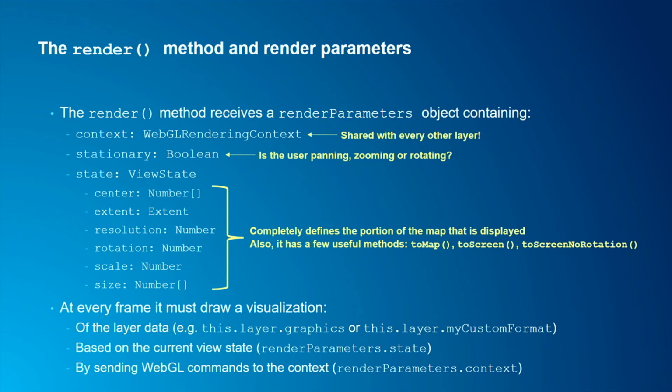Also, the render method has access to the layer and to its data through the this.layer property, which is inherited from the base layer view. At every frame, the render method must draw a visualization of the layer data based on the current view state by sending the appropriate WebGL commands to the context.